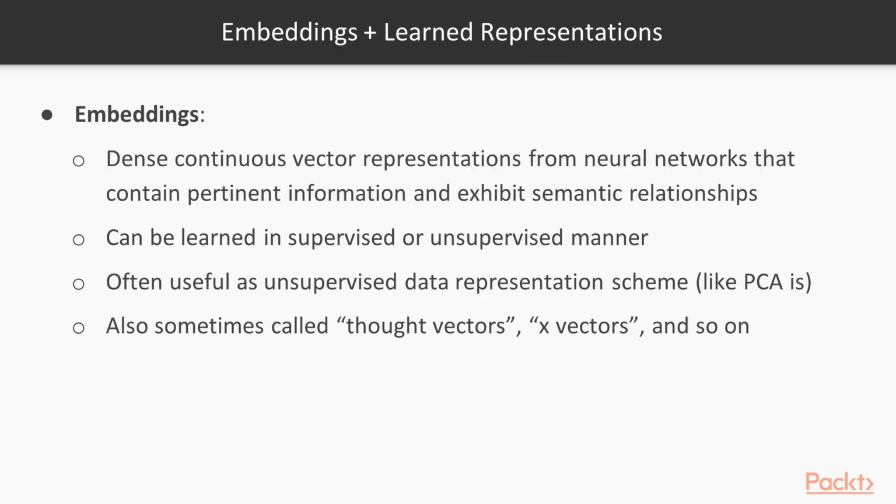How embeddings come into this is that embeddings are those feature representations that are often extracted from pre-trained networks. Embeddings are dense, continuous vector representations. They can either be learned in a supervised or an unsupervised manner. We'll deal with embeddings of both types in this section. And they're often useful as an unsupervised data representation scheme, similar to how we use PCA to get features of images in one of the past sections. And as a note, sometimes embeddings are also called thought vectors or X vectors or feature vectors, but we're going to stick with the term embedding from here on out.